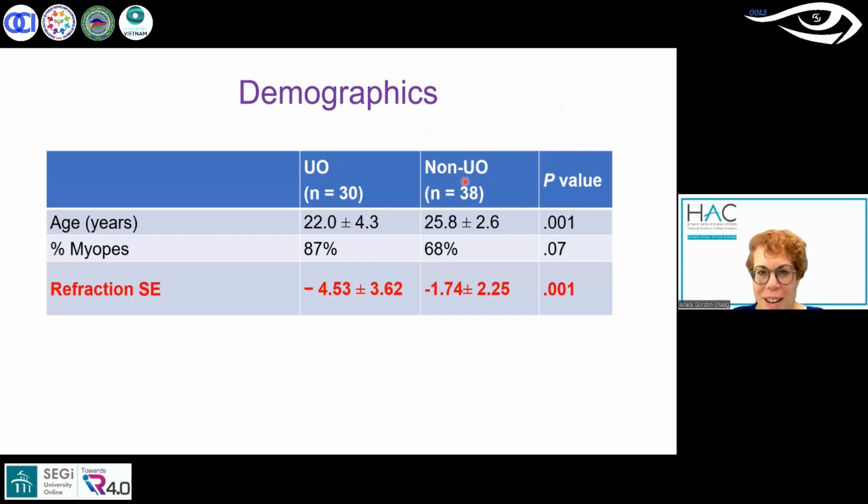This is the demographics of the young men that we collected. There were 30 ultra-Orthodox young men and 38 non-ultra-Orthodox young men. The non-ultra-Orthodox were significantly older than the ultra-Orthodox. They were all students, wearing it either during their religious studies or their school studies. In terms of percent of myopia, 87% of the ultra-Orthodox are myopic and 68% of the non-ultra-Orthodox are myopic. That's not statistically significant, but the ultra-Orthodox men had significantly more negative refractive errors than the non-ultra-Orthodox.